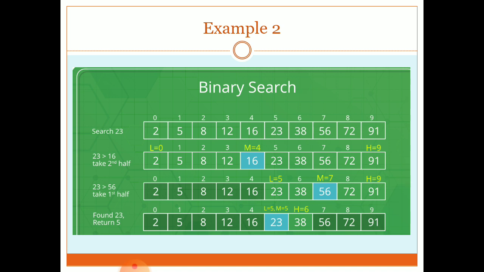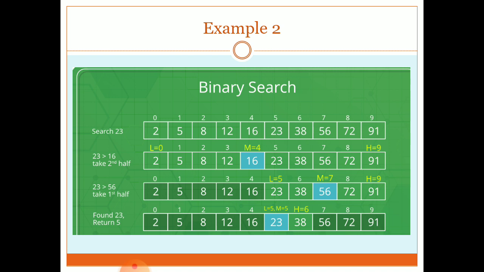Now here the array list is given, and again, same, consider that I want to search 23. So here from 0 to 9, again beginning is 0, end is 9. 0 plus 9 is 9, divided by 2 is 4.5. Correct? So I am taking the middle position as 4.